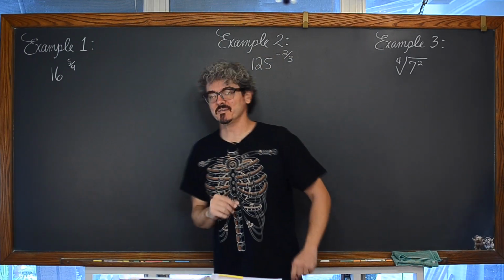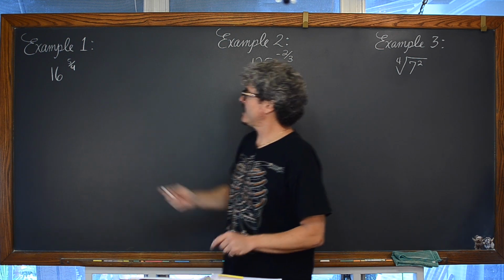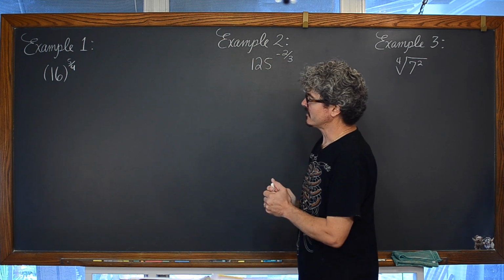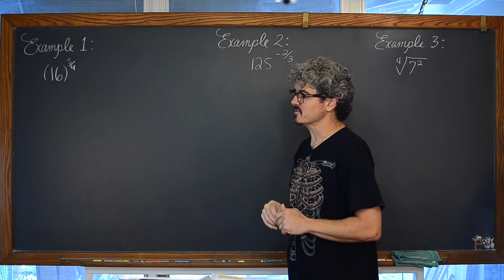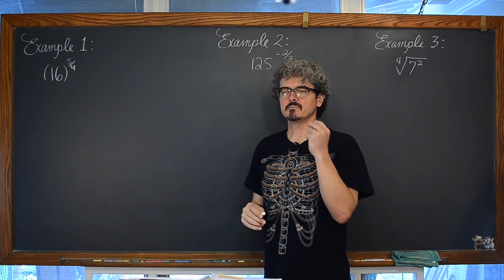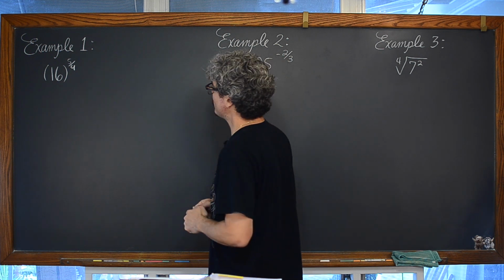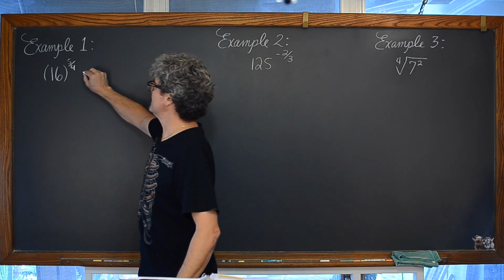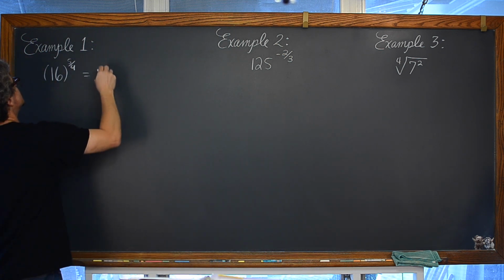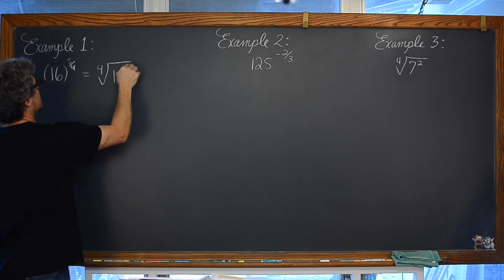So here we have example 1, and we have 16 raised to the 5/4 power. Now that is the entire base. It is only 16. There's no negative there, but it is the entire base being raised to that 5/4 power. And I'm going to write this in both forms that we saw in that definition of a to the m over n power. Now one way is to write this as the 4th root of 16 to the 5th power.